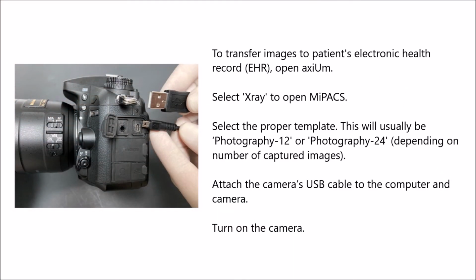To transfer images to patient's electronic health record, EHR Open Axiom, select X-ray to open My Packs. Select the proper template. This will usually be photography 12 or photography 24 depending on number of captured images. Attach the camera's USB cable to the computer and camera. Turn on the camera.